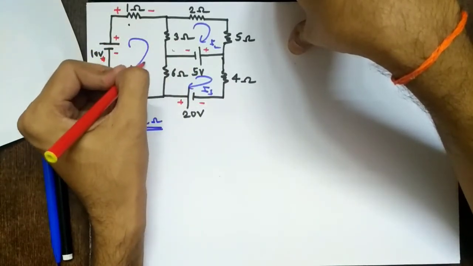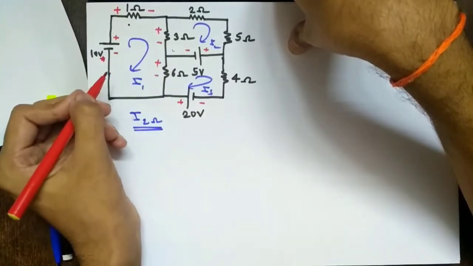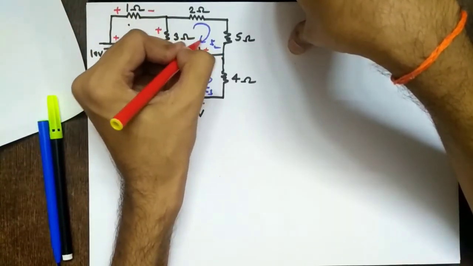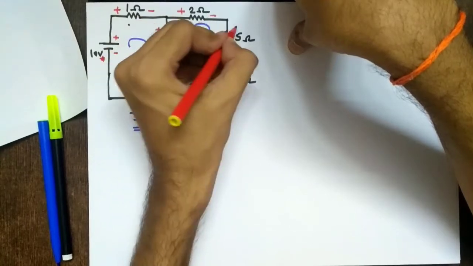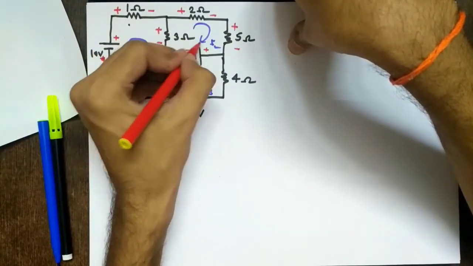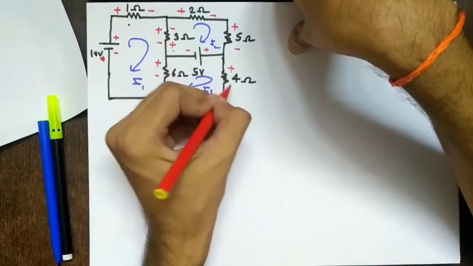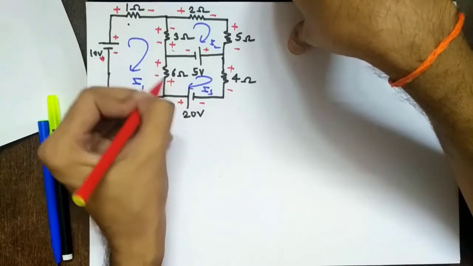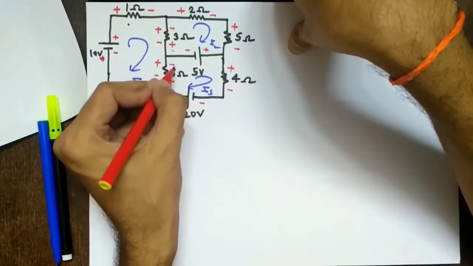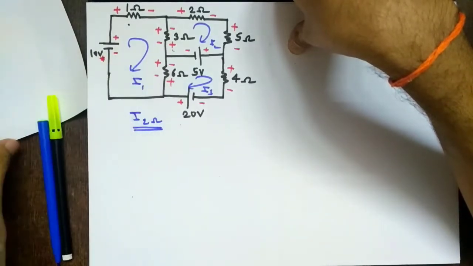When I apply KVL considering first loop, this will be plus minus, this will be plus minus. When I apply KVL considering second loop, this will be plus minus, this will be plus minus. When I apply KVL for 3 ohms using second loop, this will be plus minus. Similarly here, this will be plus minus and this will be plus minus. Remember, this we have to consider for third loop, this for second loop, and these two for first loop.